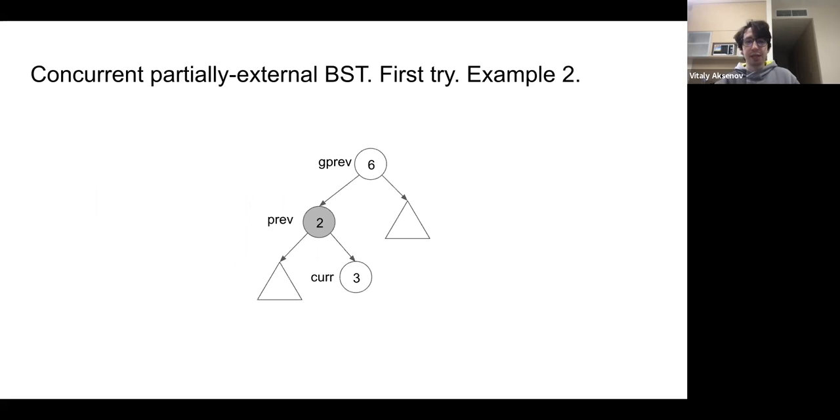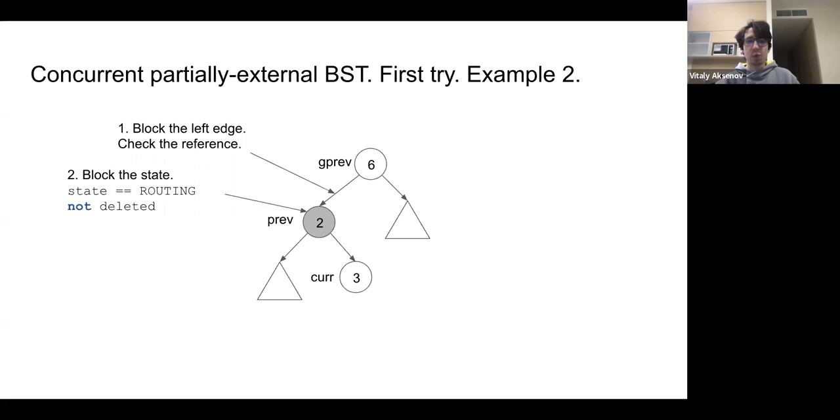So the most complicated case is this one with the grandparent. We take locks from top to bottom. So at first we lock the child of the grandparent and check that the reference is still to the node 2. Then we lock the state of 2 and check that it is routing and it is not deleted.